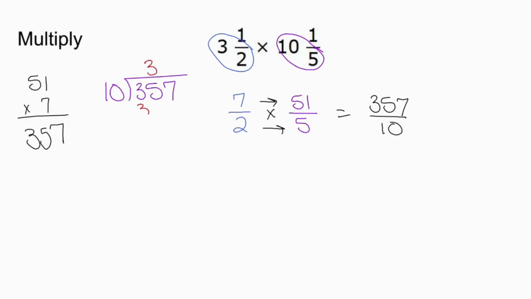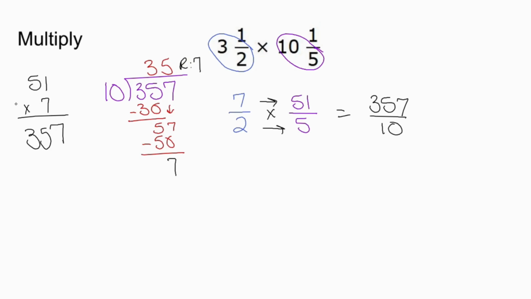3 times 10 is 30. Subtract. 35 minus 30 is 5. Drop down the 7. 10 goes into 57 5 whole times. 5 times 10 is 50. Subtract. And 57 minus 50 is 7. Now, with no more numbers to drop down, 7 becomes my remainder.